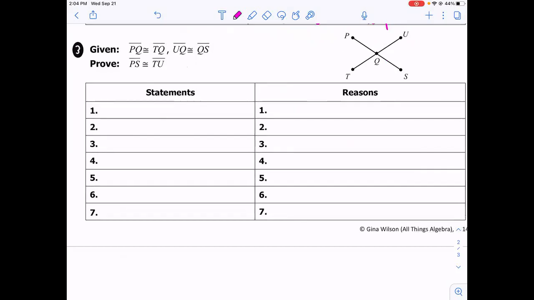Jonah, can you please write all the different properties and stuff on the board? I would like you to copy in your given information. PQ is congruent to TQ and UQ is congruent to QS. And we need to prove that the two long segments are congruent to each other.